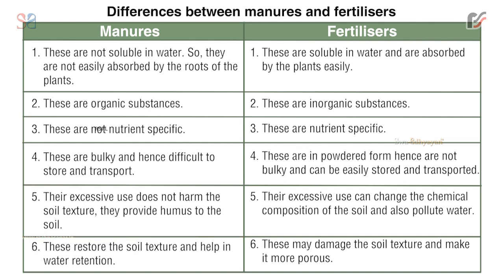Manures: number five, their excessive use does not harm the soil texture. They provide humus to the soil. Fertilizers: number five, their excessive use can change the chemical composition of the soil and also pollute water. Manures: number six, these restore the soil texture and help in water retention. Fertilizers: number six, these may damage the soil texture and make it more porous.